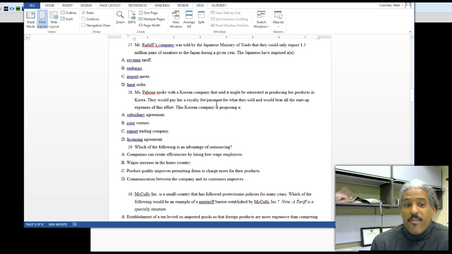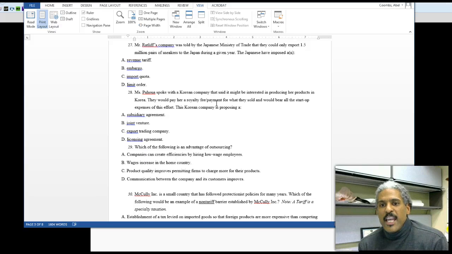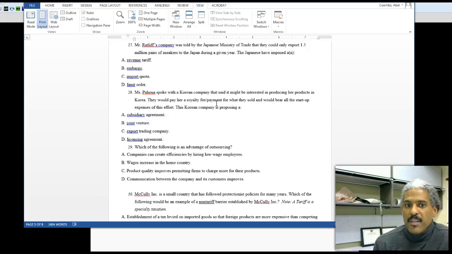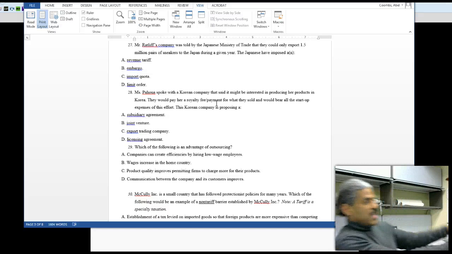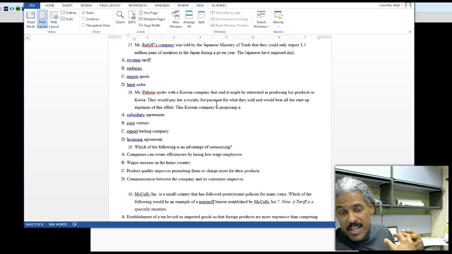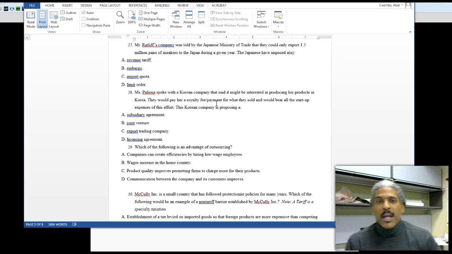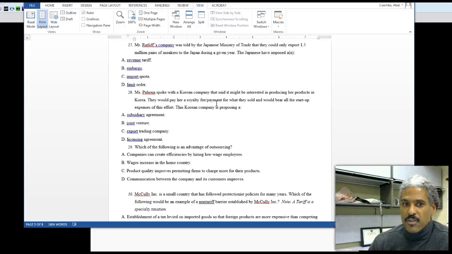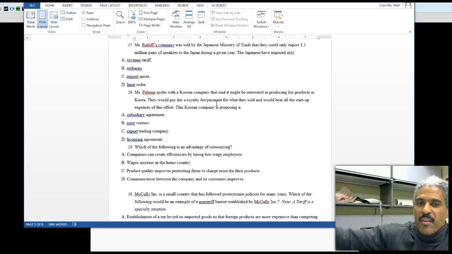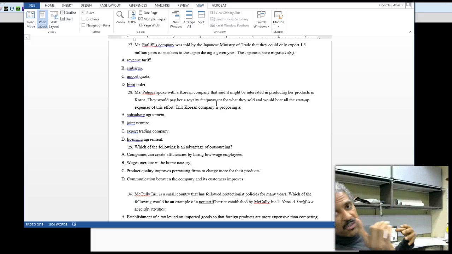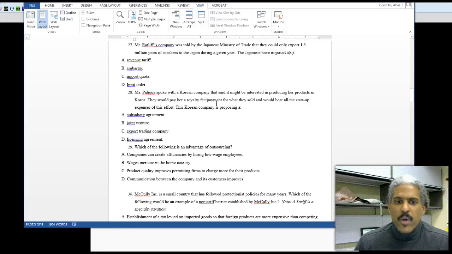27. Mr. Ratcliffe's company was told by the Japanese Ministry of Trade they could only export 1.5 million pairs of sneakers to Japan during a given year. The Japanese imposed, this one is an import quota, right? So exporting to Japan, but importing into Japan. That is the idea. We limit the numbers that can come into our country. So that's an import quota. Be very careful on the distinction there. He could sell as many as he wants, but how many are actually going to get into the country? That's an import quota.